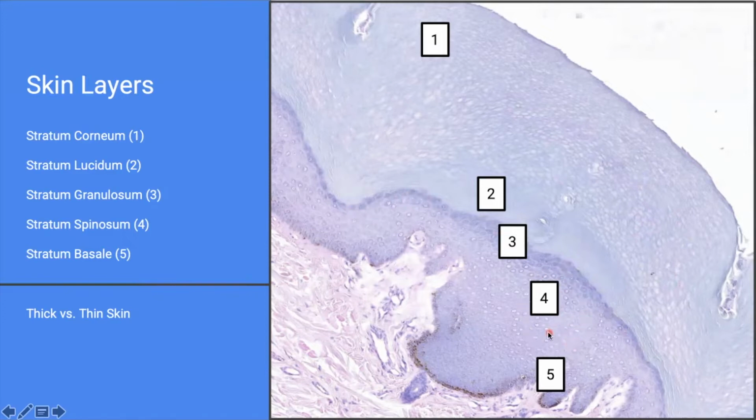spinosum. Here we start to see a few different cells, some dendritic cells, and then keratinocytes as well. And then our stratum basale, that is going to be where we see those melanocytes with a halo around it, and then definitely some pigment that the melanocytes have produced and spread to those keratinocytes at the basale layer. All right. So pretty simple as far as the normal histology. The epidermis is the most highly testable. So I would commit to memory the 5 layers of skin for sure.